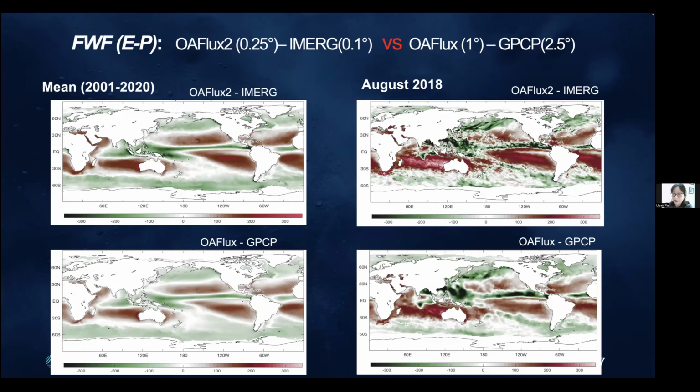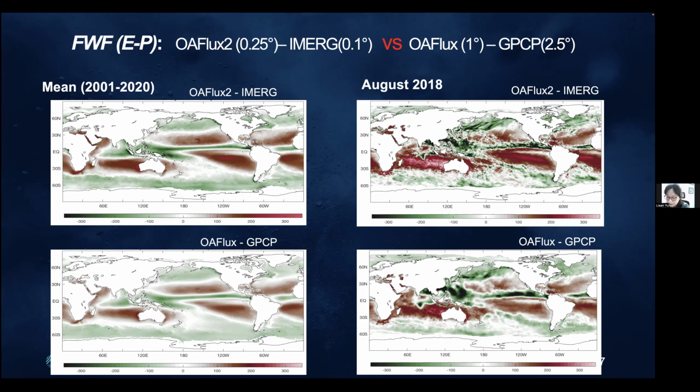And for the freshwater fluxes, on the left we show the 20-year mean from the OAFlux2 versus IMERG, which is 0.1 degree resolution, and the comparison between top and bottom shows the early version and the current version. The mean structures are clearly very similar, and they show the evaporation zone versus the precipitation zone in the tropics. The only difference is the magnitude. For each center, we see the evaporation center is higher than the previous version, and the precipitation center magnitude is also higher than the previous version.